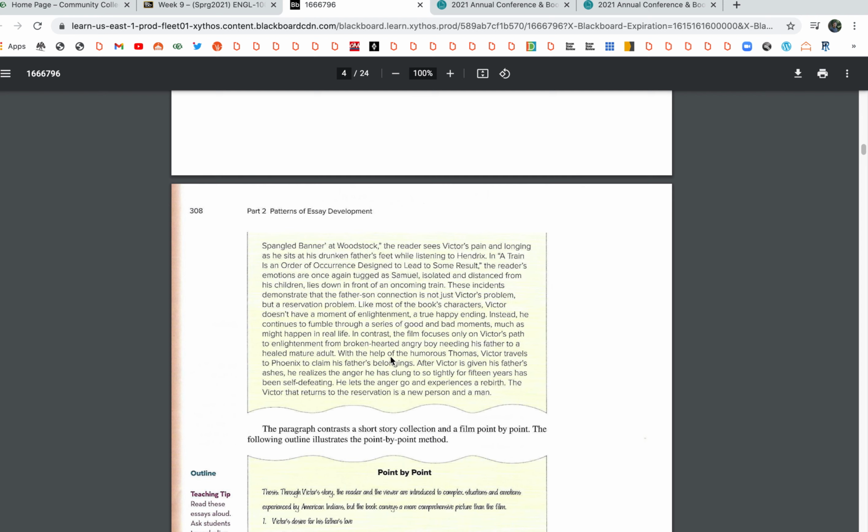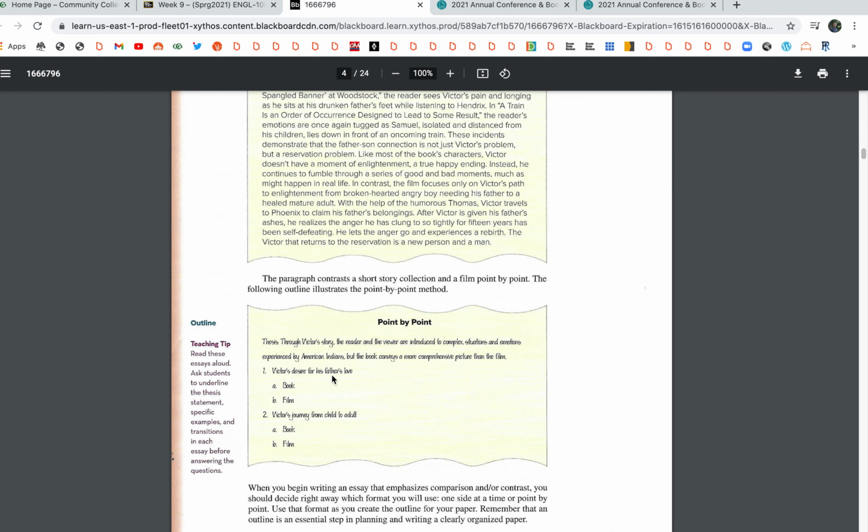With the help of the new humorous Thomas, Victor travels to Phoenix to claim his father's belonging. After Victor is given his father's ashes, he realizes the anger he has clung to so tightly for 15 years has been self-defeating. He lets the anger go and experiences a rebirth. The Victor that returns to the reservation is a new person, a man.